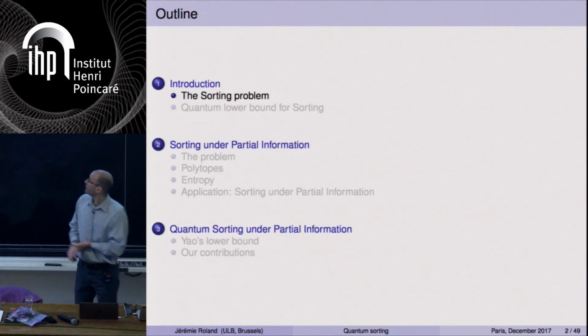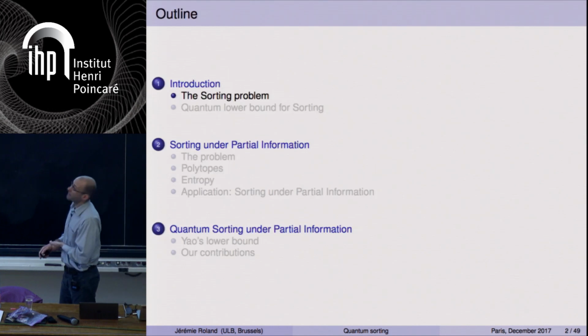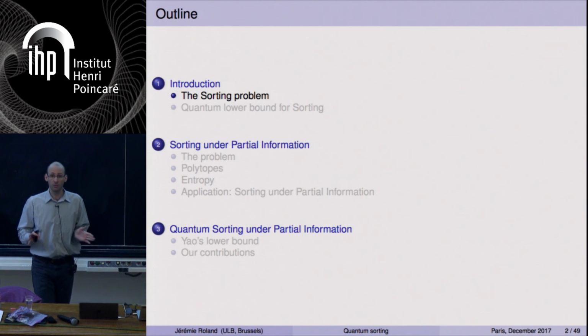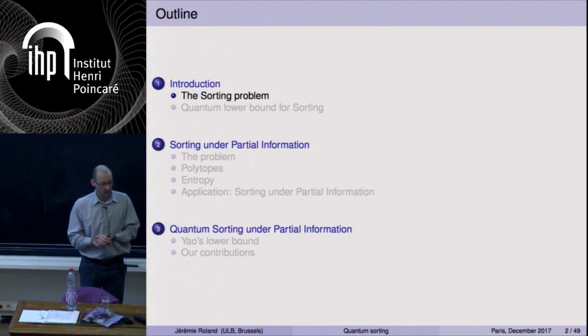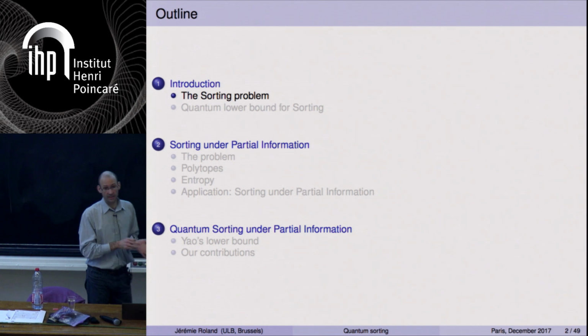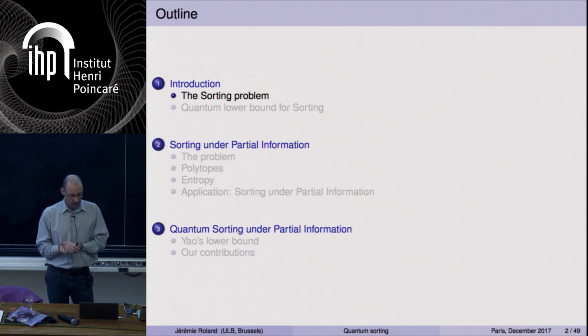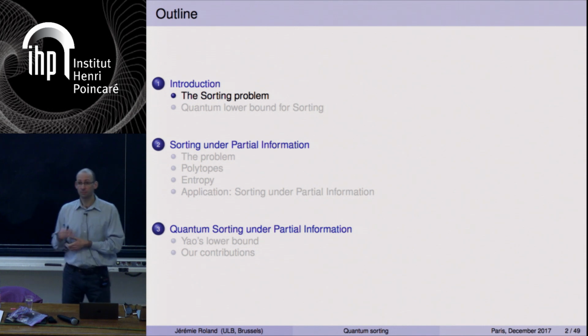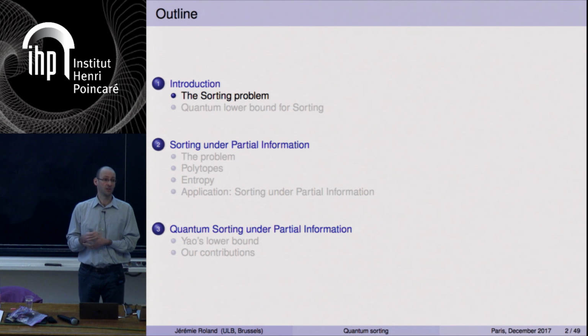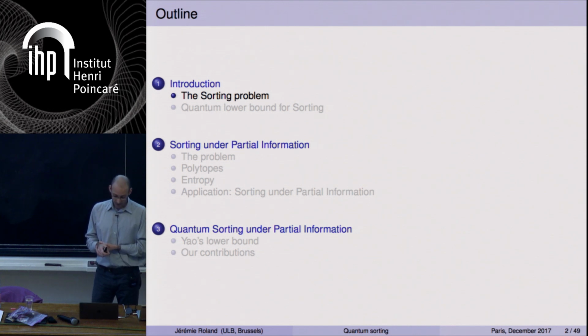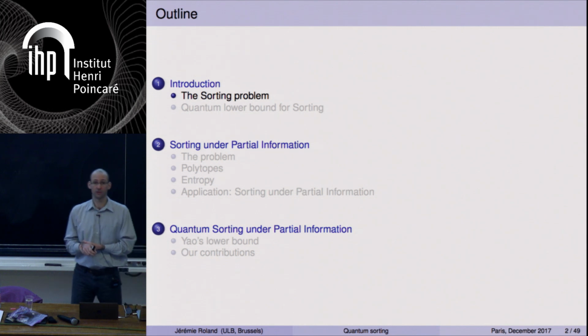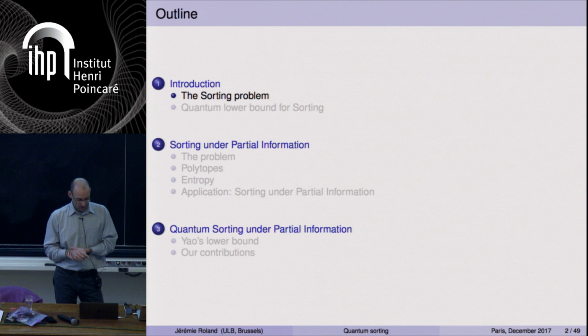So this is the outline of my talk. I will first introduce the problem by talking about the standard sorting problem that you probably all know about, in the classical context and in the quantum context. Then I will switch to a variation of the problem, which is sorting under partial information. I will introduce the problem and some techniques that were developed in the context of classical algorithms for this problem. And then I will finally get to quantum sorting under partial information.